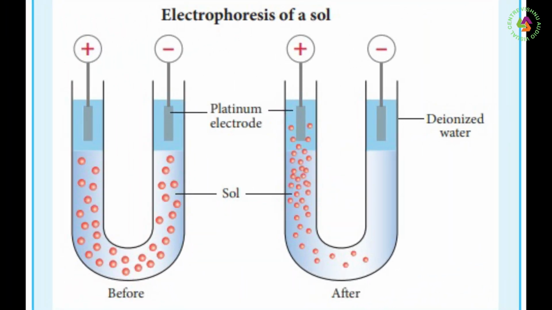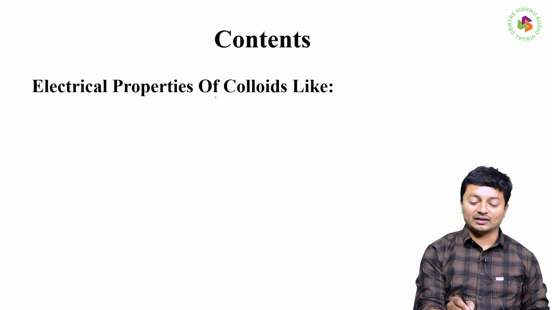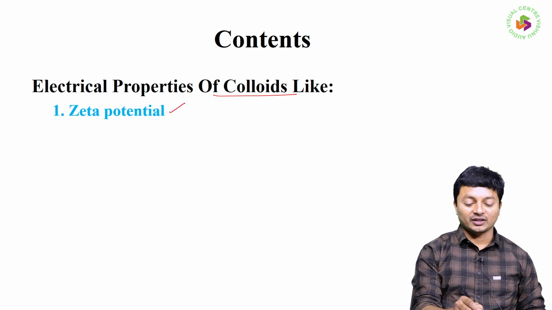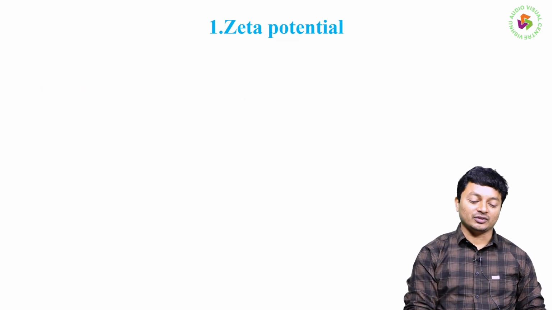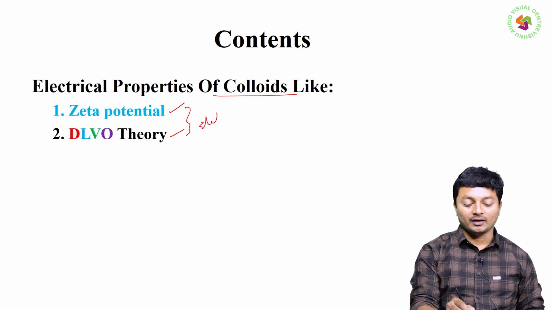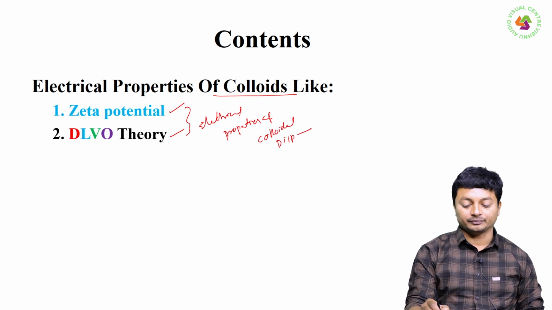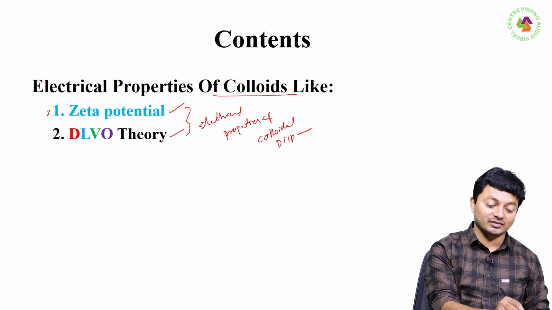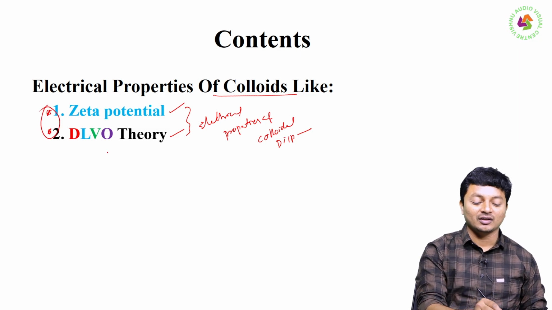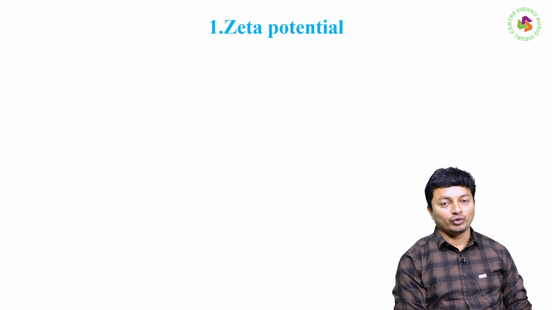Today we are here to discuss another most important topic from the colloidal dispersion system, that is electrical properties of the colloids. In this class, we are going to discuss the electrical properties of the colloids like zeta potential and DLVO theory. These are the two concepts which we can consider as the electrical properties of colloidal dispersions. And these electrical properties are a very important topic. Let us discuss in detail about the zeta potential.